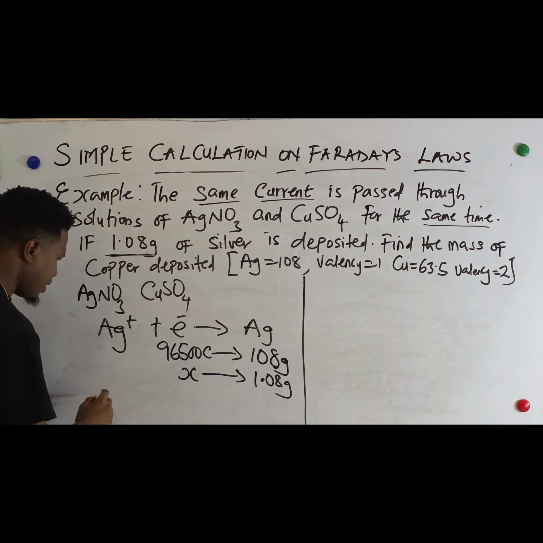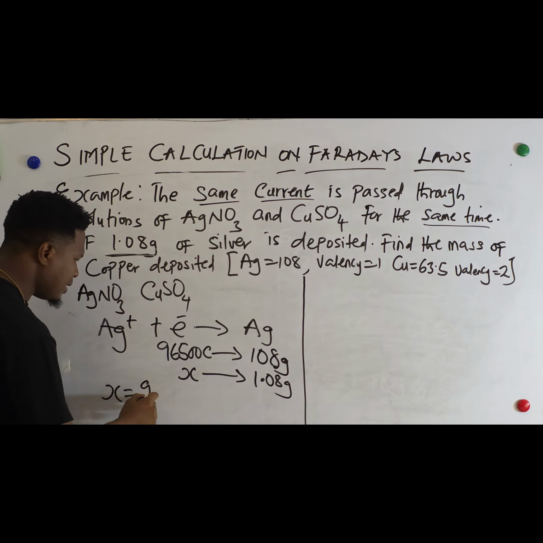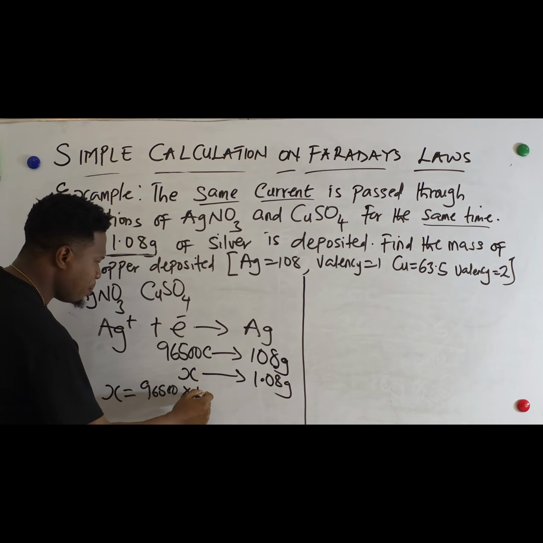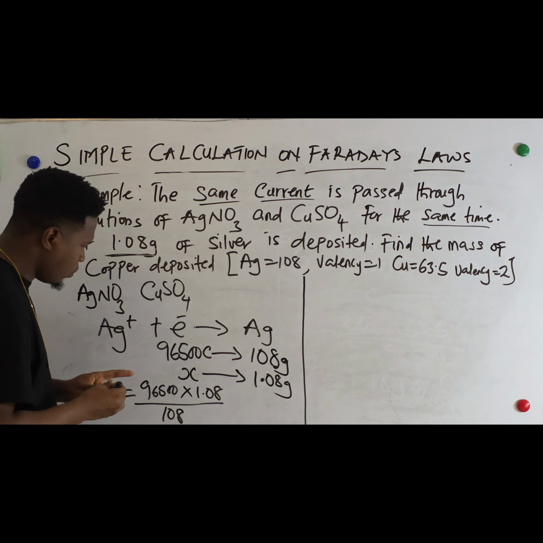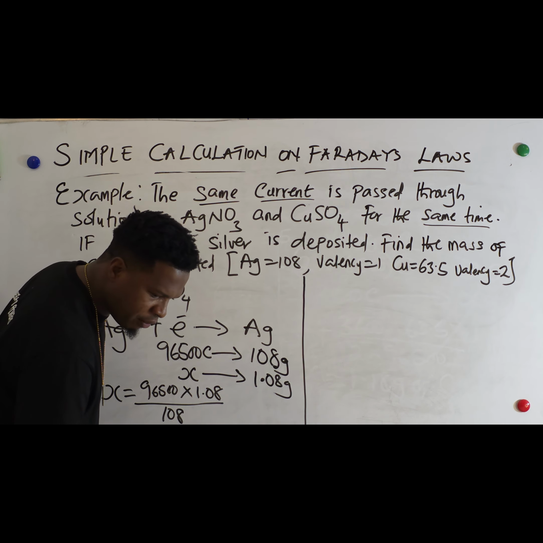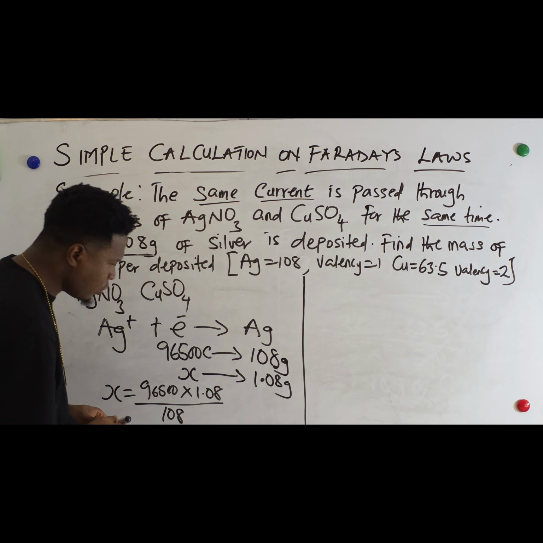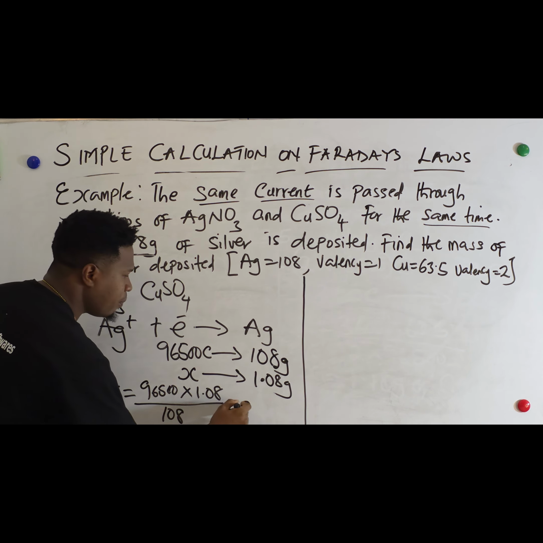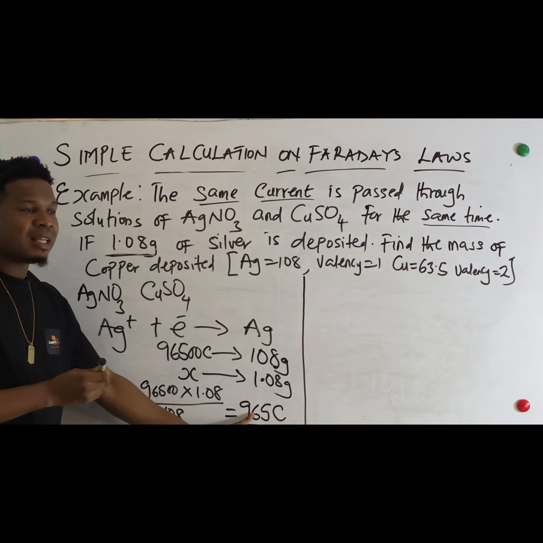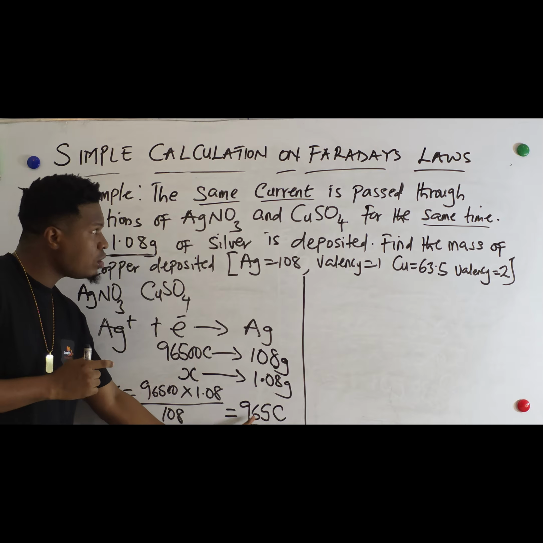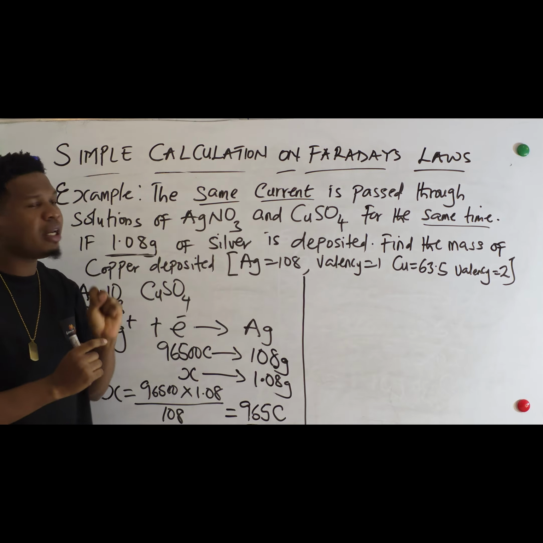So how do we get this X now? Simple. X becomes 96,500 times 1.08 all over 108. Quickly do the division: 96,500 times 1.08 divided by 108. The quantity of current will become 965 coulombs. Now, this is not the answer. This is the quantity of current that deposited this mass of silver, and it will still be the quantity of current that will deposit any mass in copper sulfate.